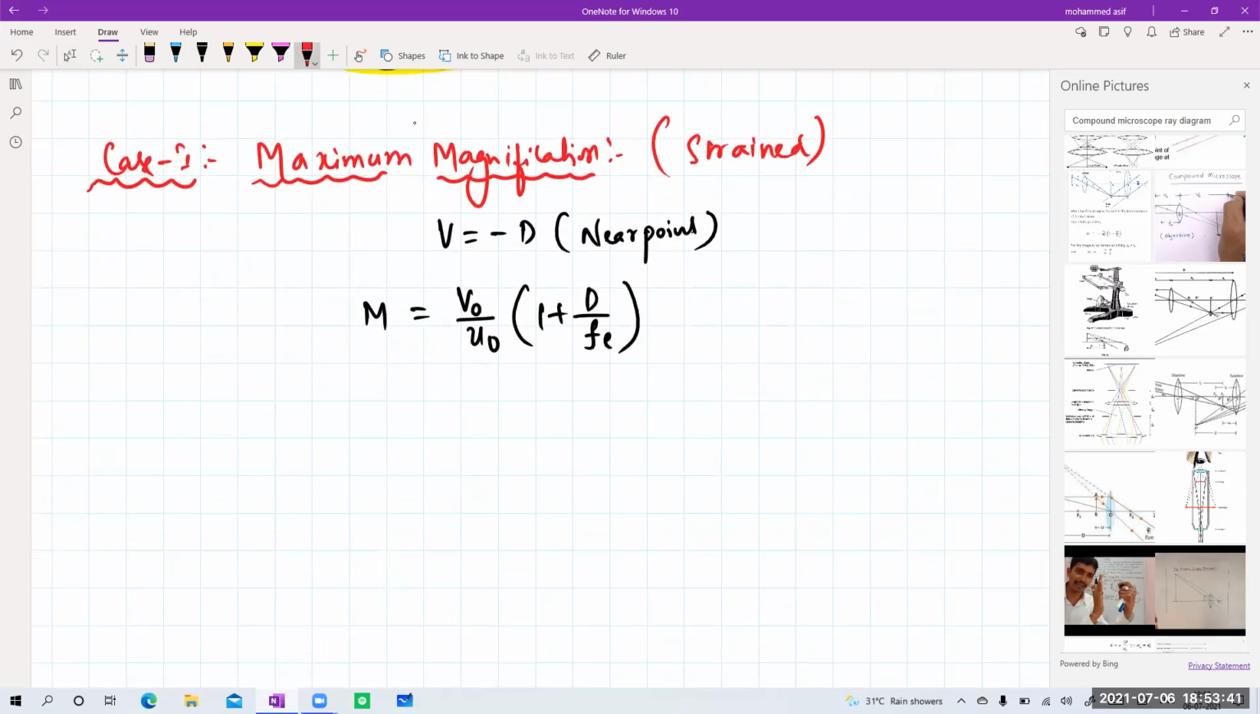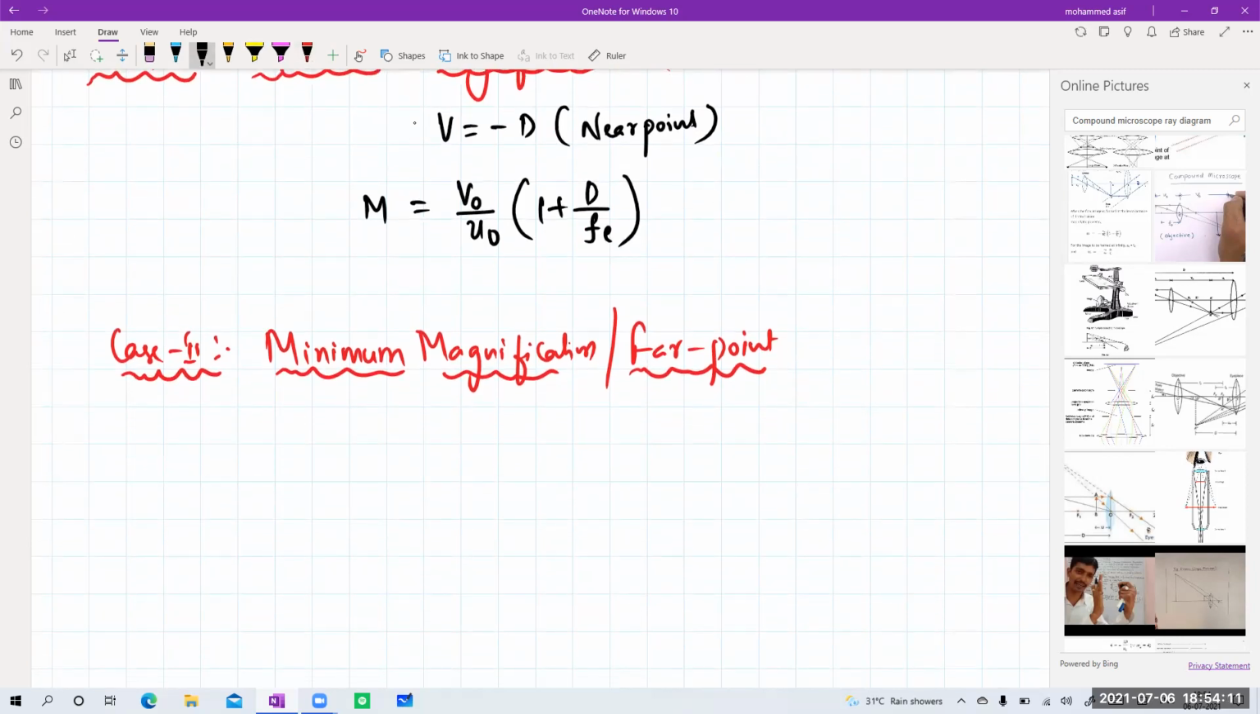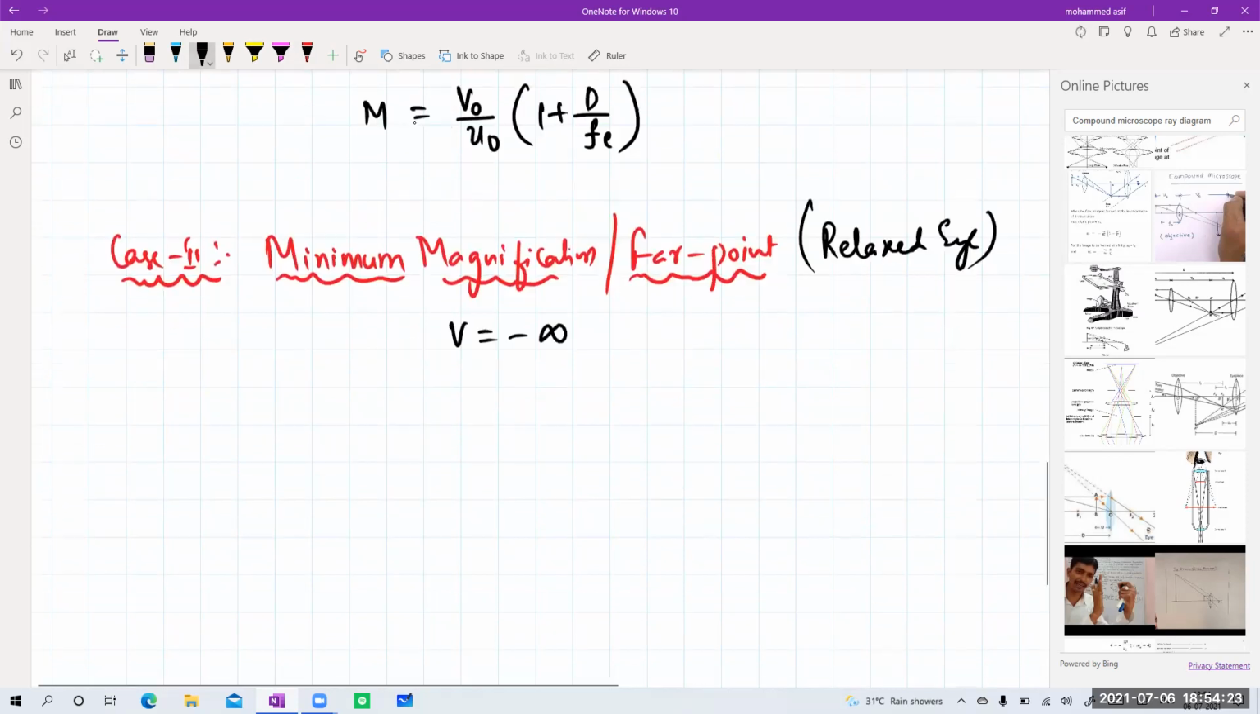Now case number 2: minimum magnification. For minimum magnification, the eye is relaxed. It is also called the far point. When the object is at the far point, the image is formed at infinity. Far point means the relaxed position of the eye. The image is at your infinity.